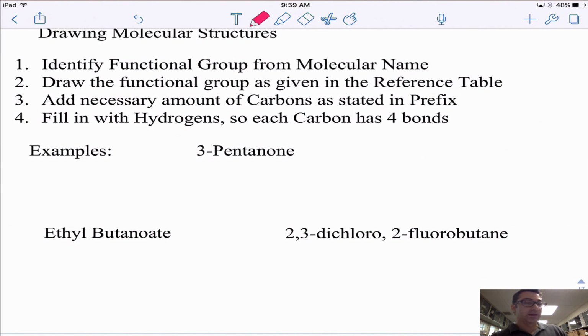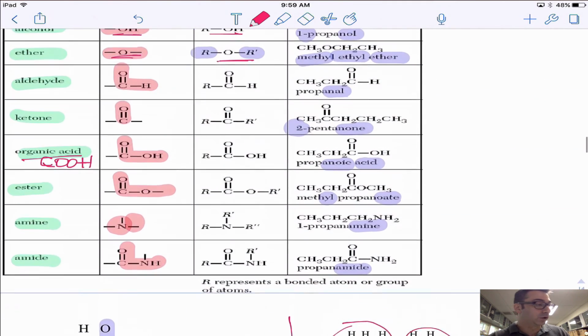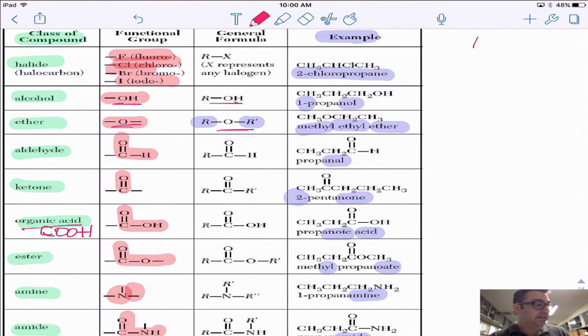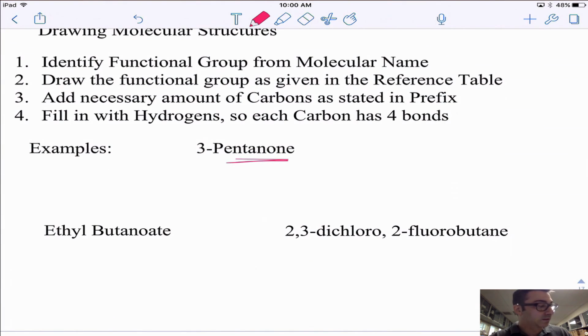Now, here's going the other way. In this case, they want us to name the carbon compound. So we have our pentanone. So now I go and I check out table R. I'm looking for anone. I see here anone is a ketone. The functional group for the ketone is what I'm going to start with. I'm going to start with the C double bonded to the O. And it's going to have 5 carbons.